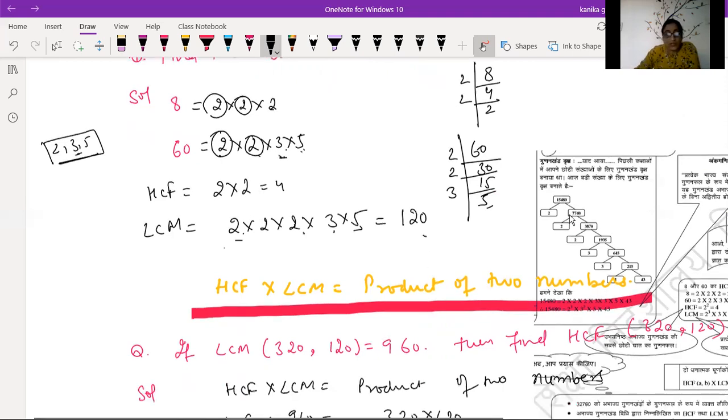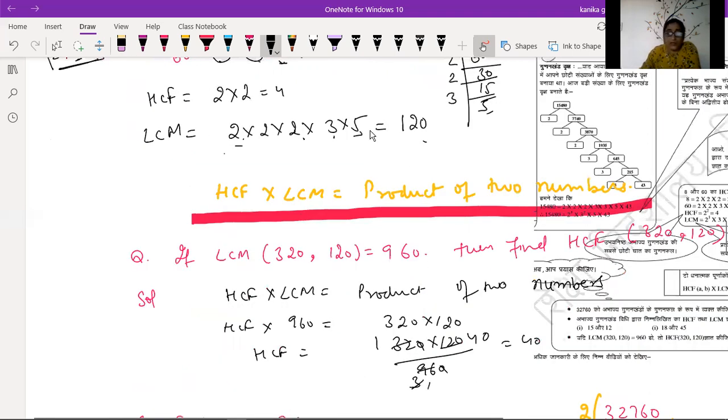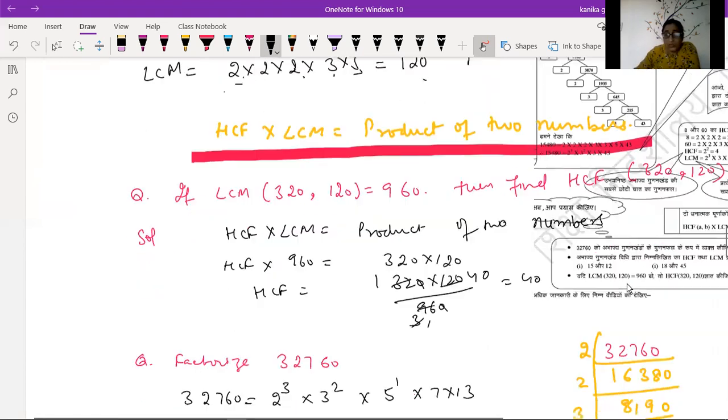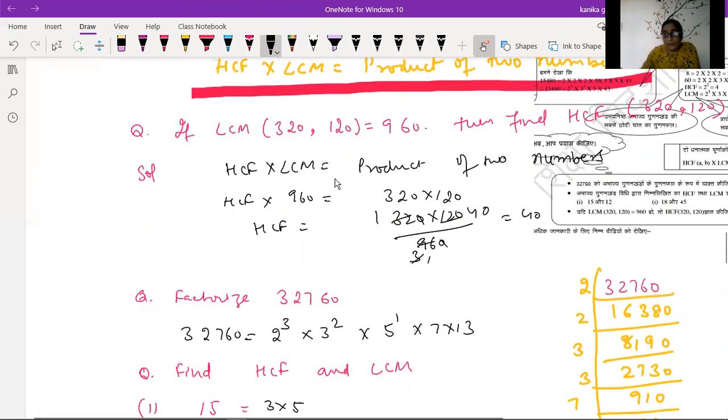Now the next question is, you know that LCM multiplying by HCF is the product of two numbers. Now we have to solve this question by this method. If the LCM of 320 and 120 is 960, then find the HCF of 320 and 120. Now you know that LCM multiplying by HCF is equal to the product of the two numbers.